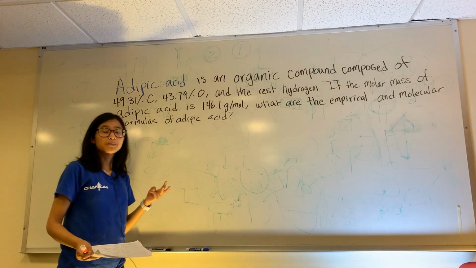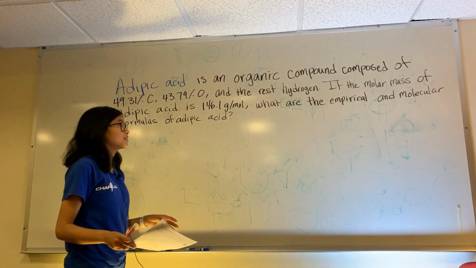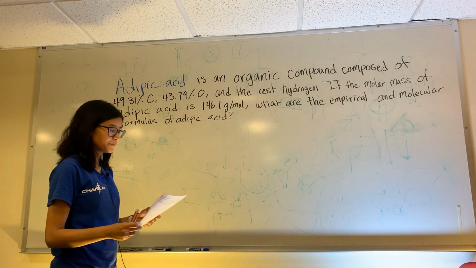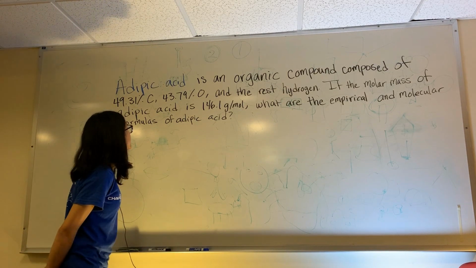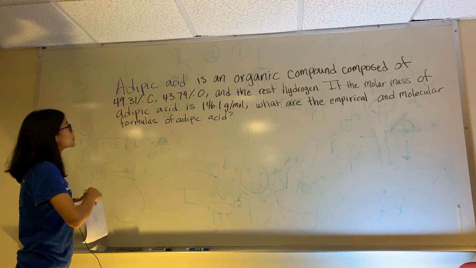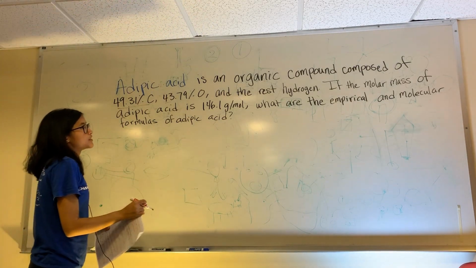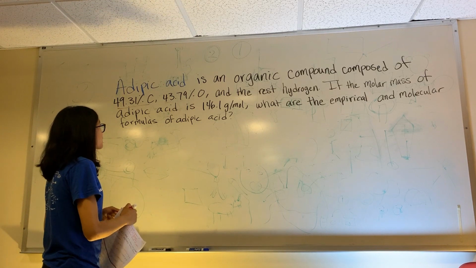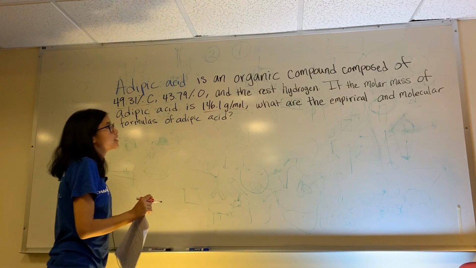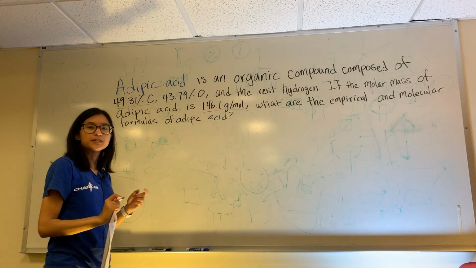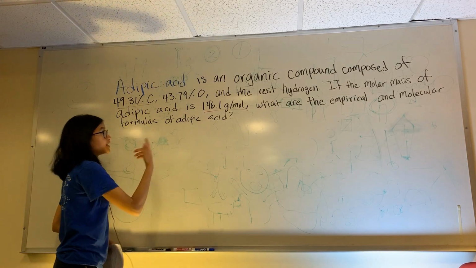We're going to do 3 problems, each in increasing levels of difficulty so that we can get a feel for how to do it. All right, here's our first one. Adipic acid is an organic compound composed of 49.31% carbon, 43.79% oxygen, and the rest is hydrogen. If the molar mass of adipic acid is 146.1 grams per mole, what are the empirical and molecular formulas of adipic acid?